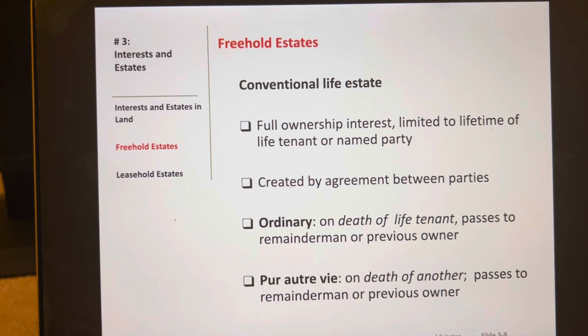We have the ordinary conventional life estate. That means on the death of the tenant, ownership passes to the remainderman or the previous owner. Then under conventional life estate, we have pur autre vie. That means on the death of another, it passes to the remainderman or previous owner.